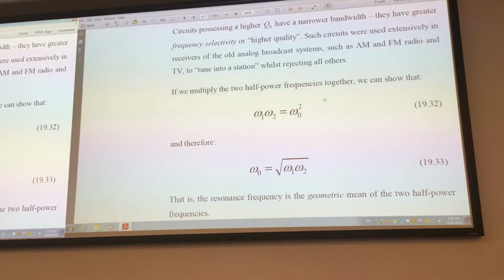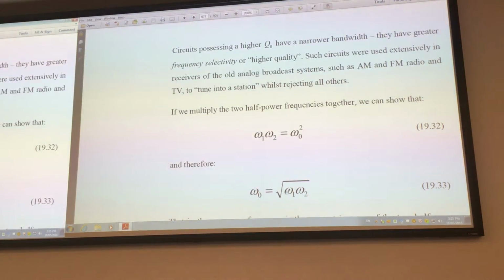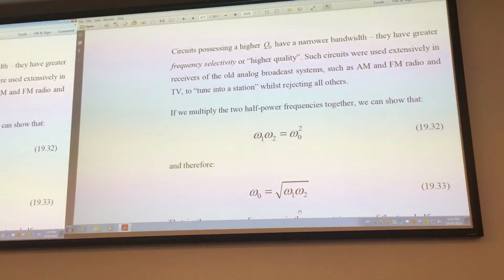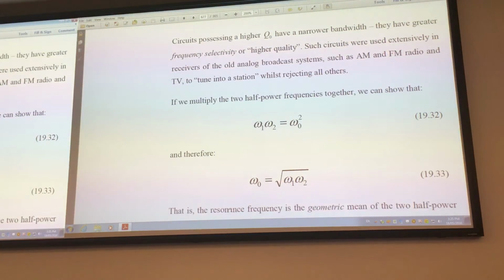So there are some interesting relationships between those omegas. Omega 1 times omega 2 is equal to omega 0 squared. So omega 0 is actually equal to the square root of omega 1 times omega 2. How do we call this expression? Anyone remembers? Anyone knows? It's a geometric mean. So omega 0 is the geometric mean of omega 1 and omega 2.